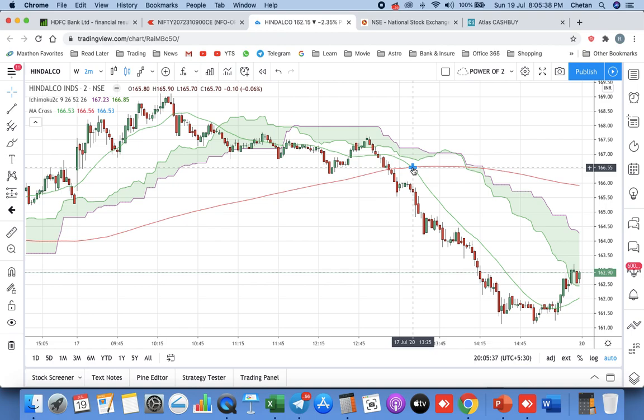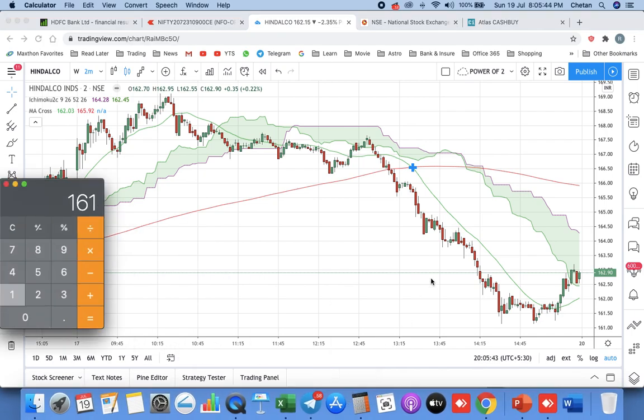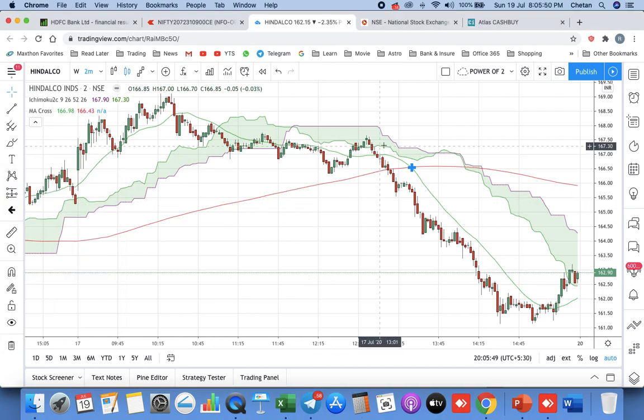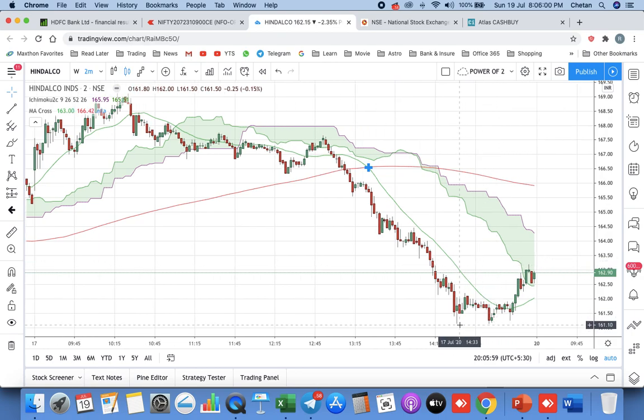What is the sell signal trade? It went to 166. We got a low of almost 161. 161 divided by 166 is almost 3.1%. I told you 3%, correct? So whenever you sell and you get a 3% move up or down from the signal, a 3% down move on a sell signal is the ideal time to exit. If you see here, after making this low of 3%, it started moving up.